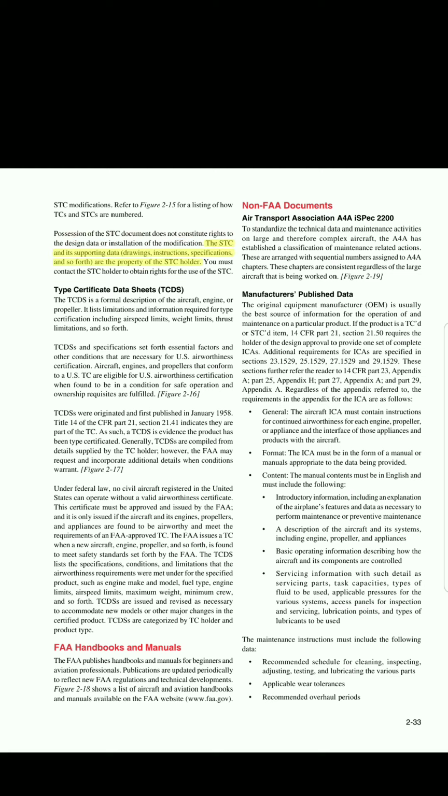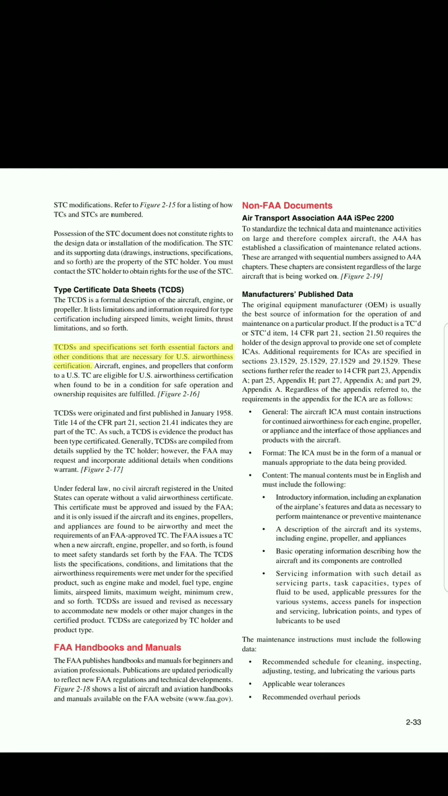The STC and its supporting data, drawings, instructions, specifications, and so forth are the property of the STC holder. You must contact the STC holder to obtain rights for the use of the STC. Type Certificate Data Sheets, TCDS. The TCDS is a formal description of the aircraft, engine, or propeller. It lists limitations and information required for type certification including airspeed limits, weight limits, thrust limitations, and so forth.